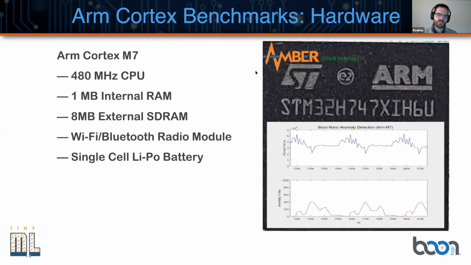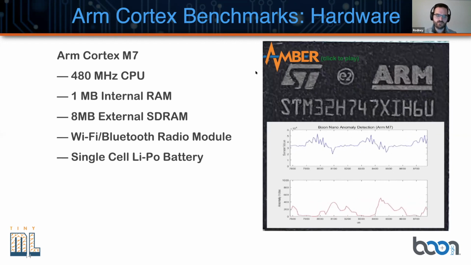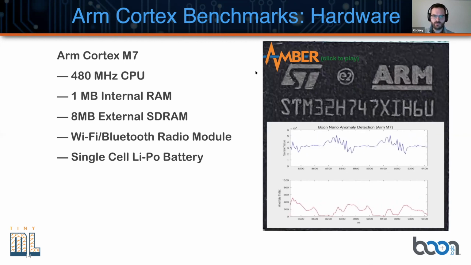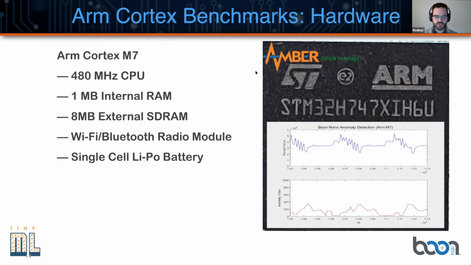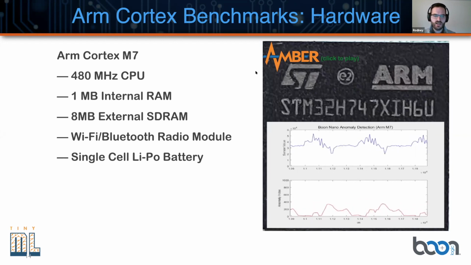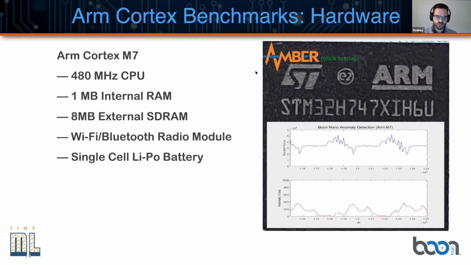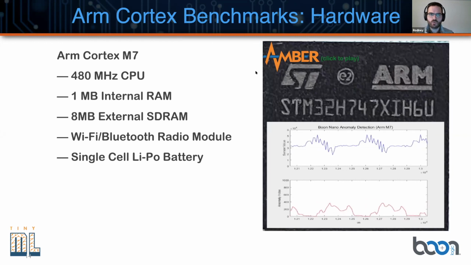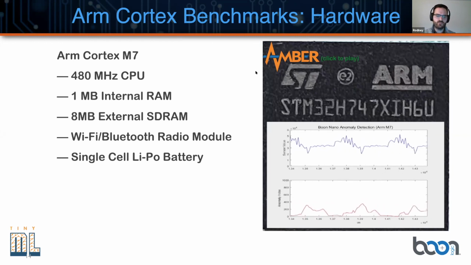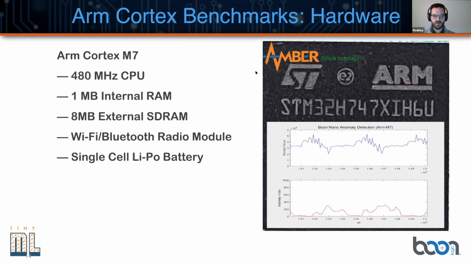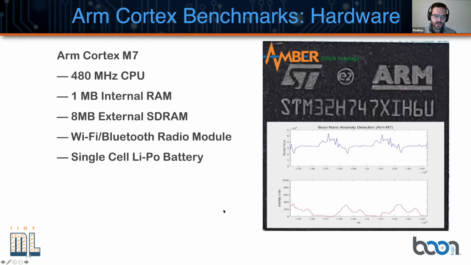So the processing chip that we focused on was an ARM Cortex M7, specifically from the ST Micro H747 family. This specific processor has a max clock speed of 480 megahertz and 1 megabyte of internal RAM. The board we're using also has an external SDRAM chip with 8 megabytes of RAM, which I'll show you becomes important for our use case.